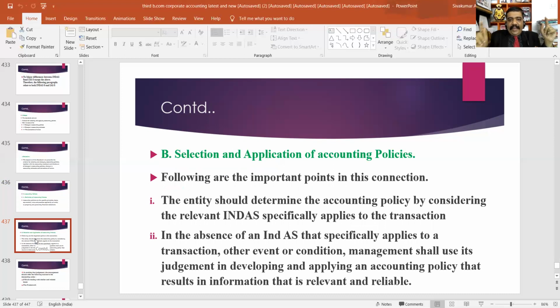In the absence of an INDAS that specifically applies to a transaction, other event or condition, the manager shall use his judgment. This is the most important point. If there is an INDAS, no problem, please use it to determine the relevant accounting policy. If there is no INDAS related to the accounting policy, then the manager shall use his judgment in developing and applying an accounting policy that results in information that is relevant and reliable.